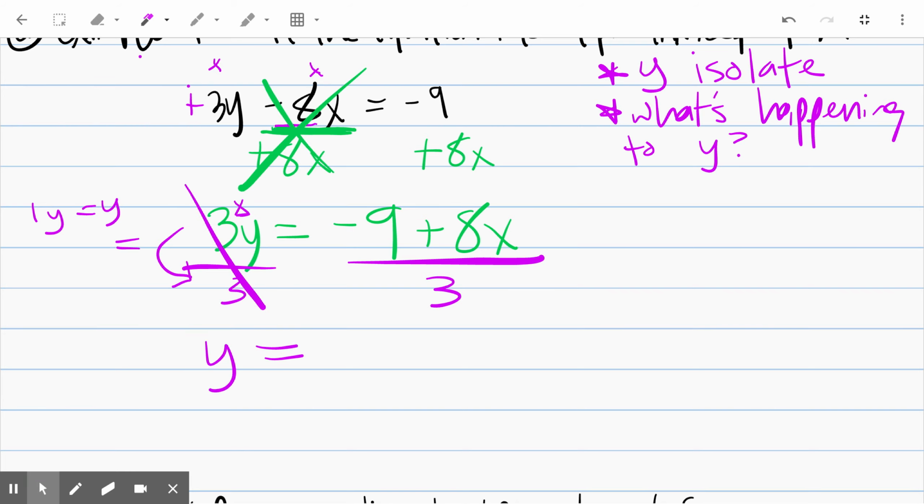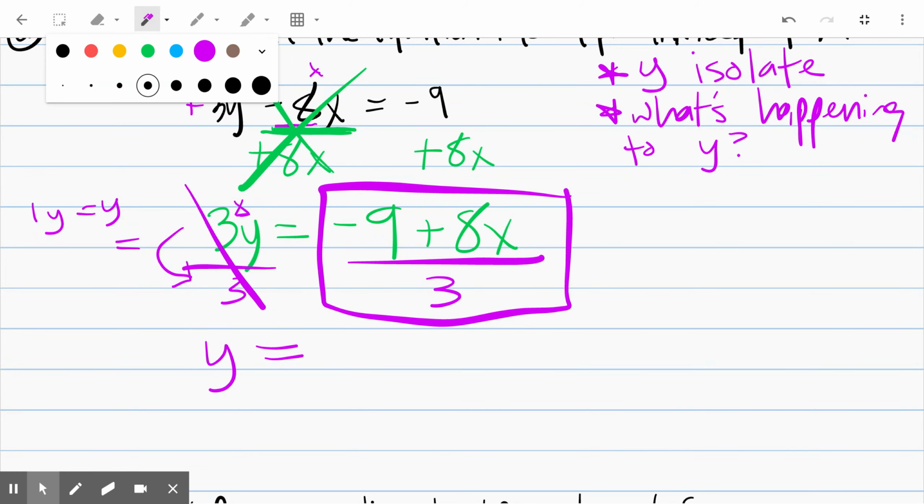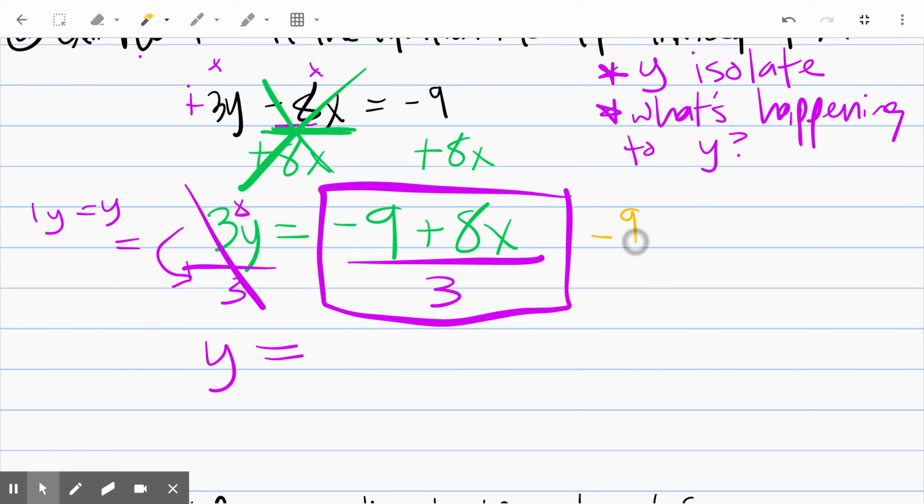Now this side's a little more tricky. I'm going to show you something real quick in a different color so we don't all get confused. We could actually break this part down into 2 separate fractions or division terms. Saying negative 9 plus 8x over 3 is actually the same thing as saying negative 9 over 3 plus 8x over 3. The reason it's the same is if you have common denominators in fractions, you can add them. So saying these 2 terms separately is the same thing as saying them together.